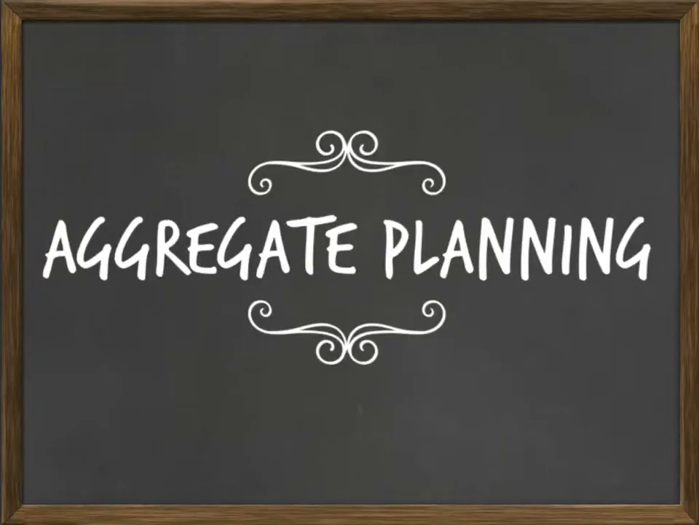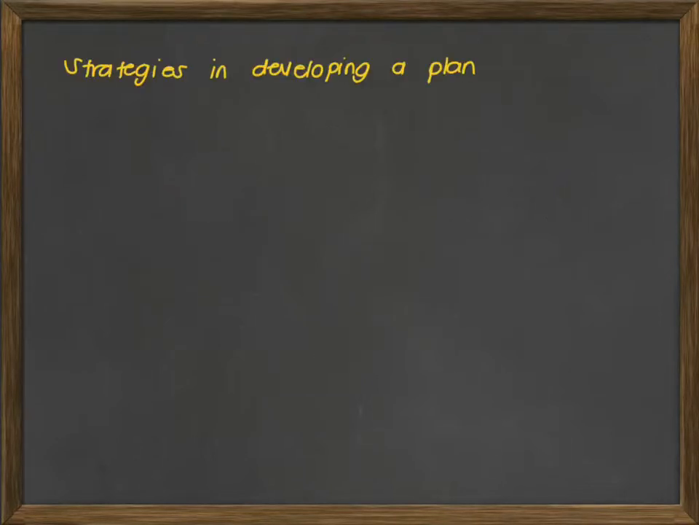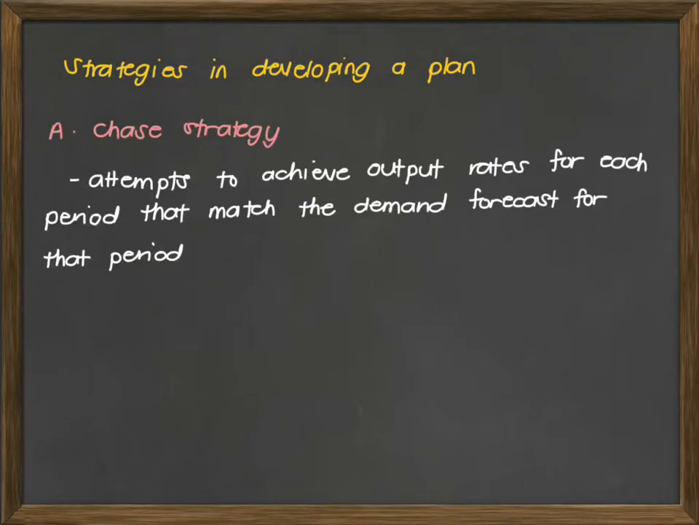Hi guys, so for today's discussion, we are going to talk about aggregate planning. So we have different strategies in developing a plan. The first is using a chase strategy, which attempts to achieve the output rates for each period that match the demand forecast for that period.